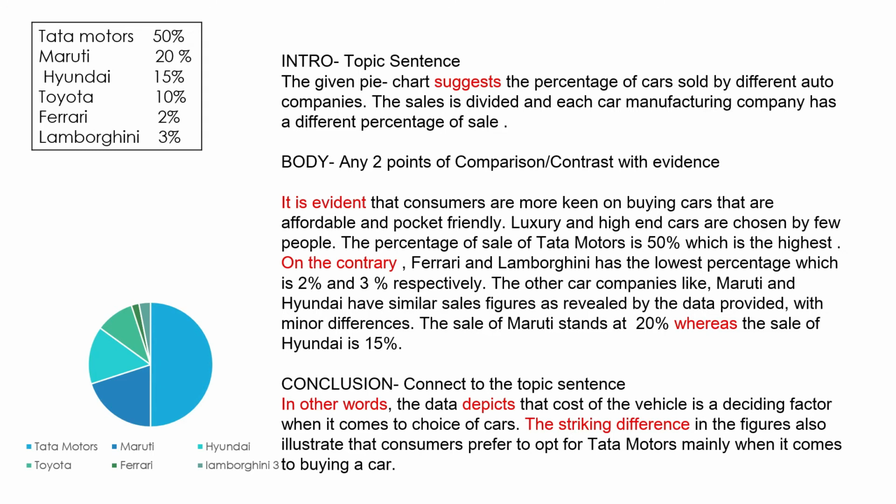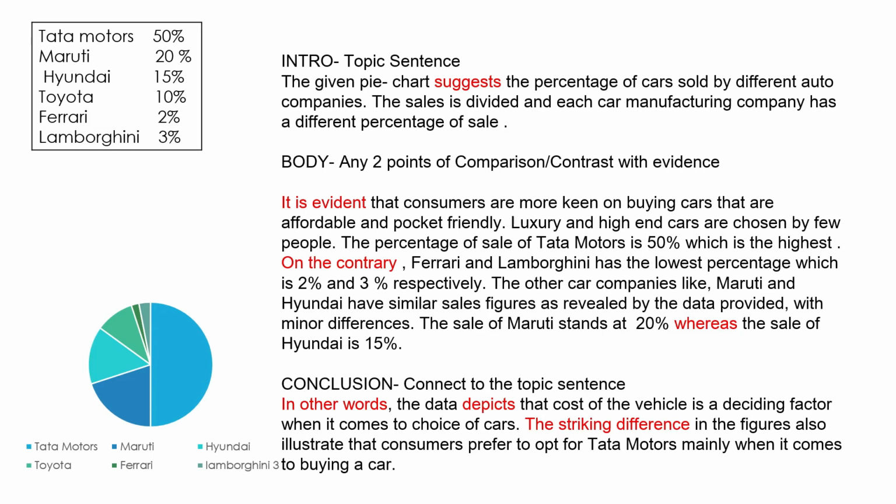What does this mean? Luxury and high-end cars, it means that obviously we are referring to the Ferrari and the Lamborghini. These are very expensive, extremely expensive cars. So definitely this would not be preferred by the majority of people. So the majority of people would go for Tata Motors. Tata Motors is a reputed brand and it is known for competitive prices, which is affordable by most of the people. So the data also reveals the same thing, that 50% of people buy the Tata Motors car.